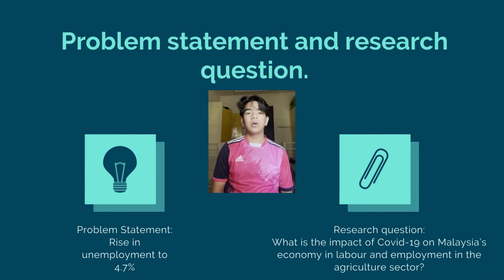First of all, for our problem statement, currently the rate of unemployment in Malaysia has risen to 4.7%. This means the growth of the economy has been jeopardized and will affect our GDP. We identified this problem while researching the impact of COVID-19 on Malaysia's economy in labor and employment in the agriculture sector. And for the research question, the question that we put to society is, what is the impact of COVID-19 on Malaysia's economy in labor and employment in the agriculture sector?